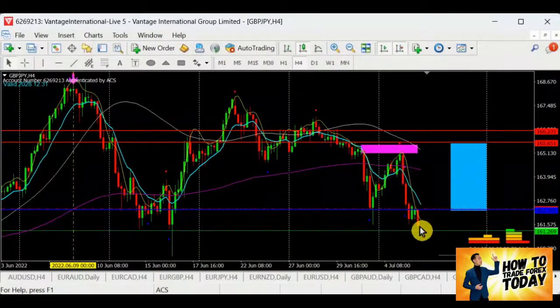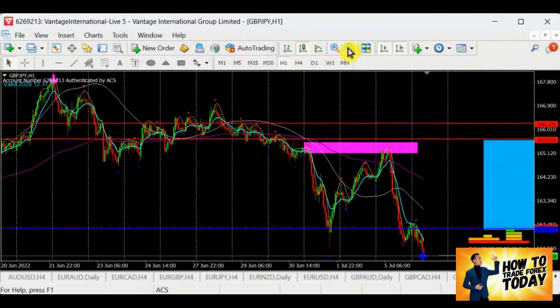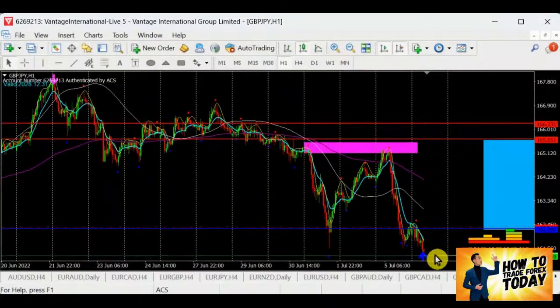For pound yen, I'm going to wait for it to break the support level over here in H1. Let's break the support first. After breaking the support, with a new resistance below, testing the support as a resistance, then we start selling. If not, we have to wait for it to retrace upwards to form a new resistance, then we can start selling. So pound yen is good.